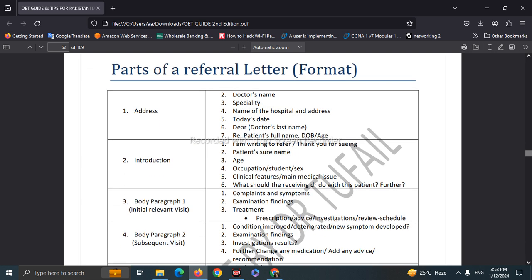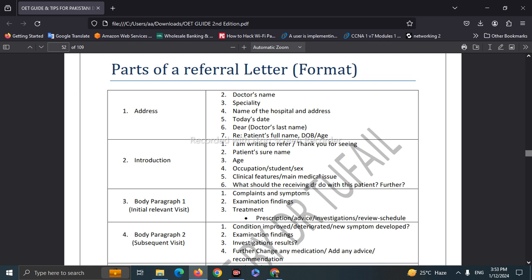So this is the structure of a referral letter. Write the doctor's name, specialty, and address, the doctor you are referring to, today's date, and the patient's full name and age. In the introduction paragraph, give the patient's occupation, the patient's medical issue, and any specific symptoms the patient is suffering from.